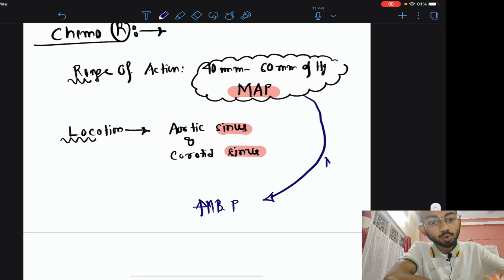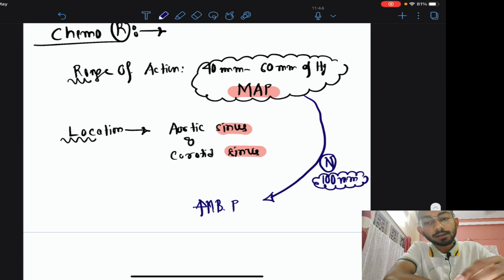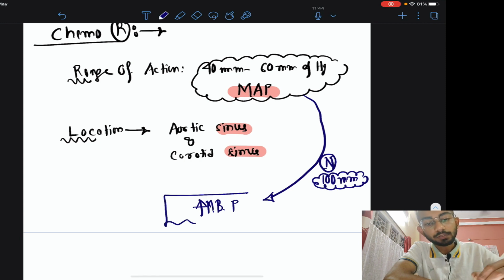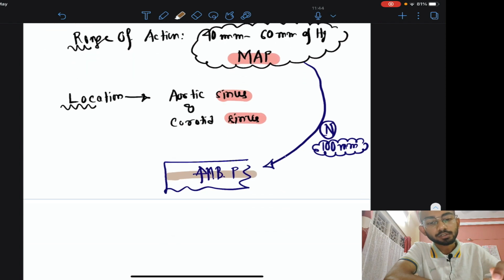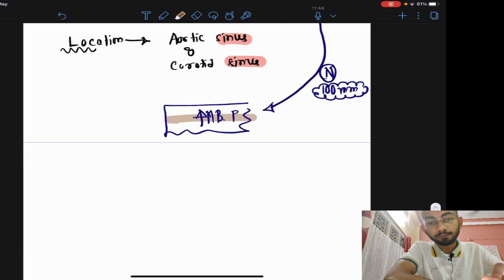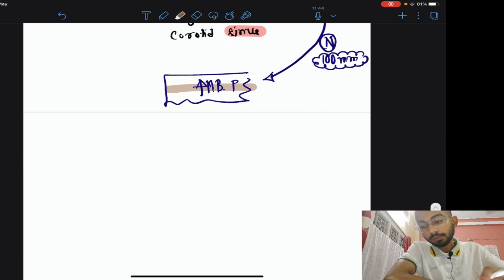Why? Because we know that the normal mean arterial blood pressure is how much? 100 millimeter of mercury. So if the blood pressure falls between 40 to 60 millimeter of mercury, there is no other option left but to increase the BP. So the eventual goal for the chemoreceptor is always to what? Increase the mean arterial blood pressure. So this is another thing which you need to remember, guys. So that was all about short-term regulation.